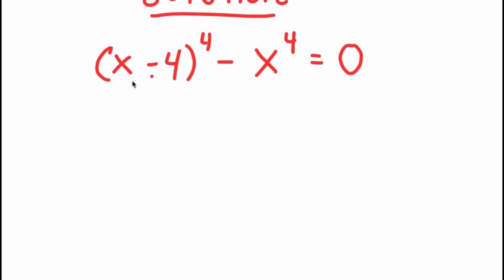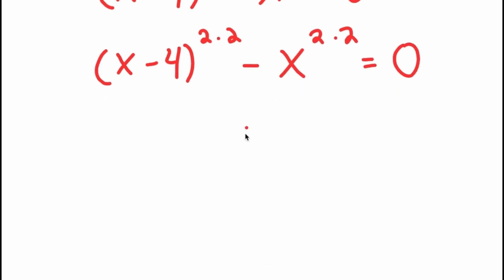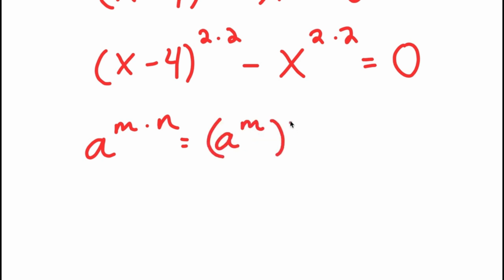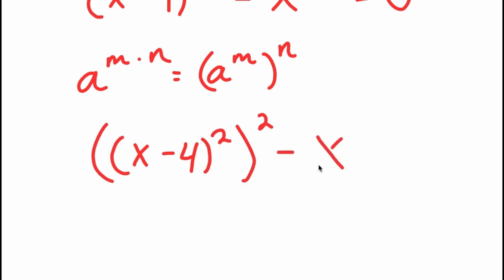Now from here, I can rewrite (x minus 4) to the power of 4 as (x minus 4) to the power of 2 times 2. And I can do the same thing with x to the power of 4, so I get x to the power of 2 times 2. Now, if I have something in the form a to the power of m times n, this is equal to a to the power of m to the power of n. So (x minus 4) to the power of 2 times 2 is going to equal (x minus 4) to the power of 2 to the power of 2. And then I have this minus x to the power of 2 to the power of 2 is equal to 0.